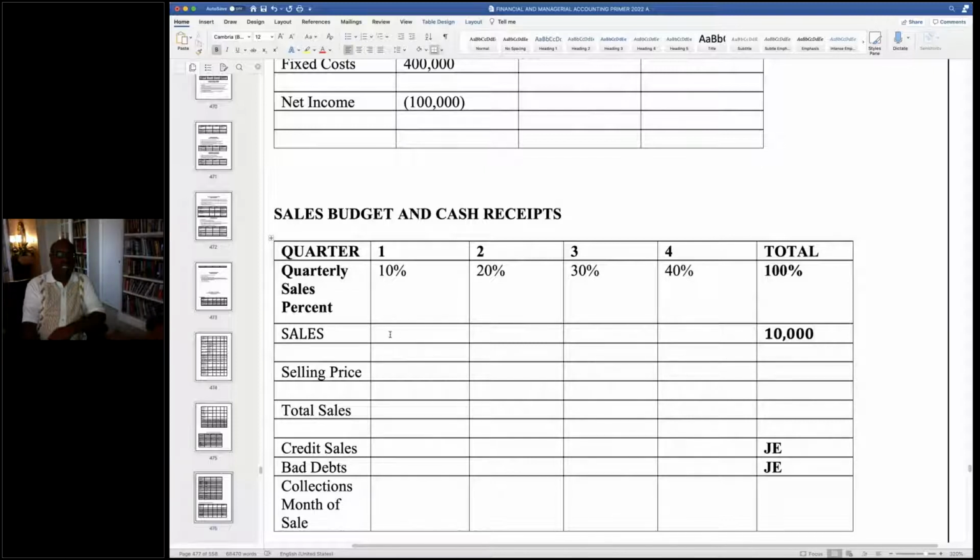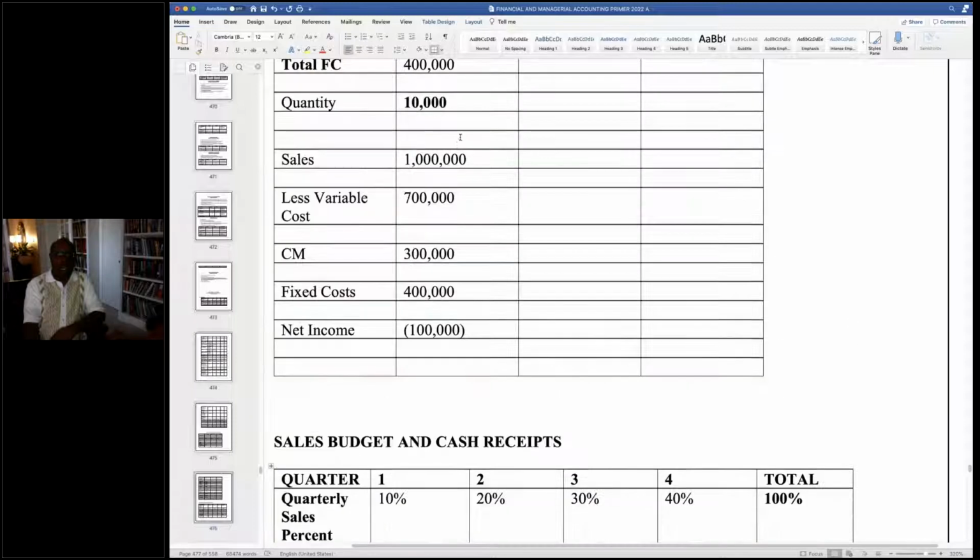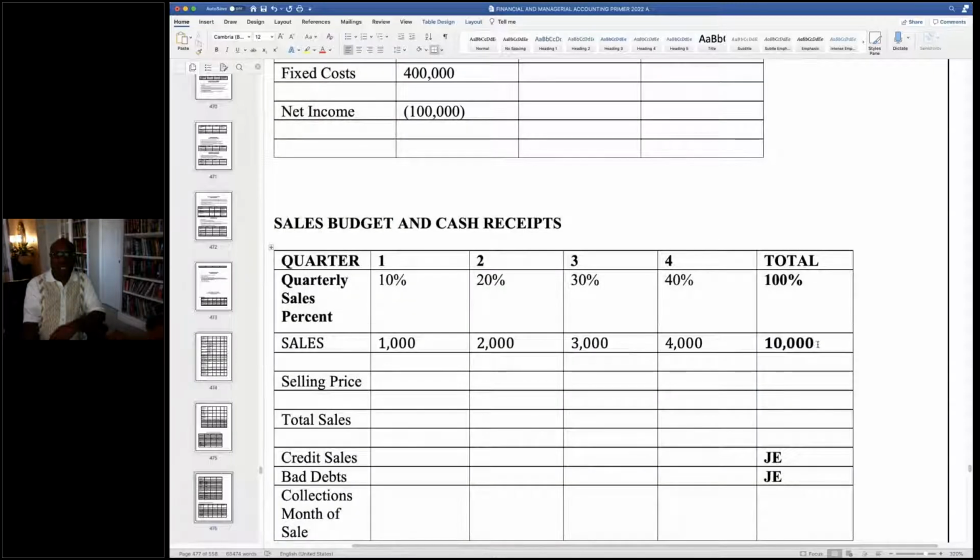How many of these sales are going to occur in the first quarter in this problem? 10% of what? 1,000, right? 20%, 2,000. 30%, 3,000. And 40%, 4,000. So all I did was calculate my quantity of sales to lose 100,000. Then I came to my schedule and put it in at these amounts.